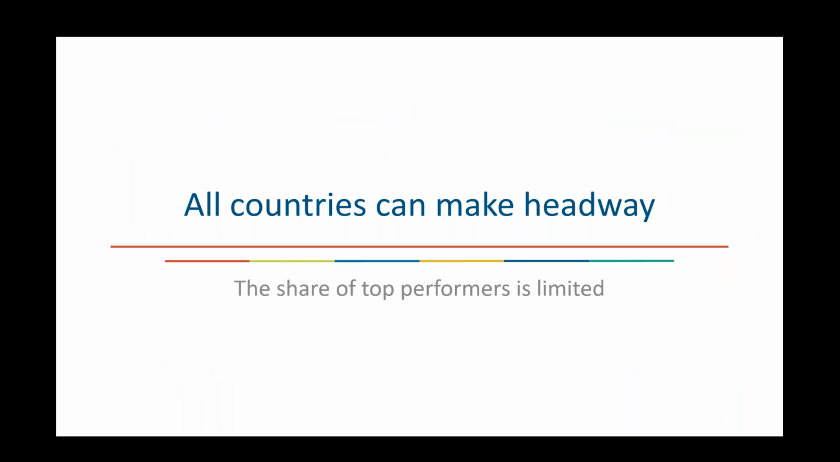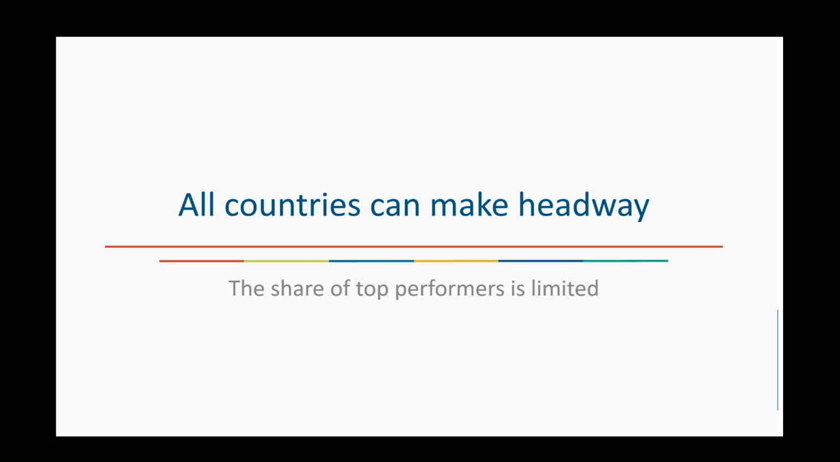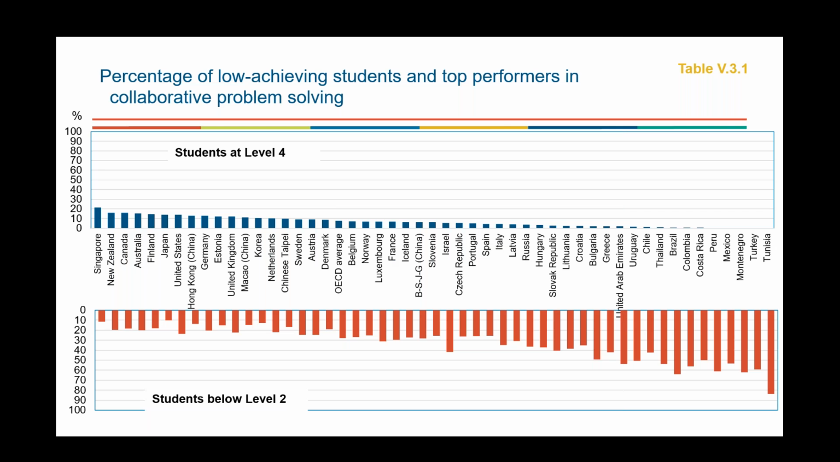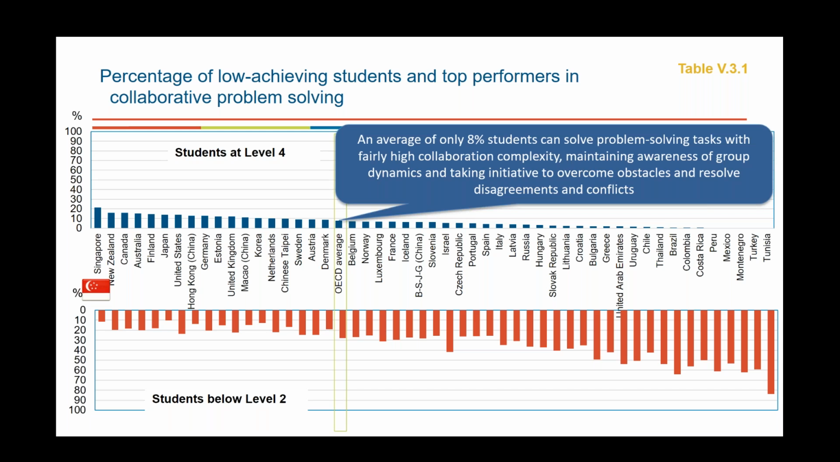In relative terms, you could see countries on this list, but let's have a look at absolute performance. What is it actually that students were able to do? And that's where we were actually quite surprised. When you look at the performance tasks at level 4, what we asked students was basically to engage in tasks that were cognitively quite easy, but involved a fair amount of collaboration complexity, where they had to maintain awareness of group dynamics, see what other students are doing, and take also some initiatives to resolve some problems or conflicts.